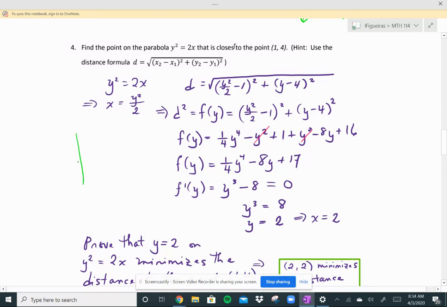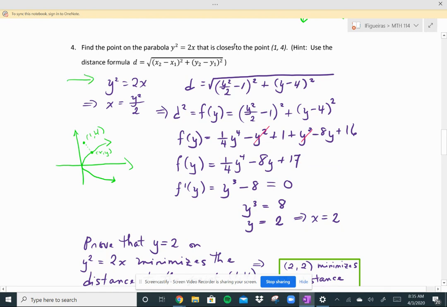So just to give you a little graphical perspective of this, y squared equal to 2x looks like this. It's a sideways parabola. And the point (1, 4) is not on the parabola. It's actually above it. So we're actually trying to find what's this value that's probably about here. We want to figure out what is that. That would be the shortest distance between (1, 4) and the point that we're trying to find. Okay, so y squared equal to 2x, that's our constraint.